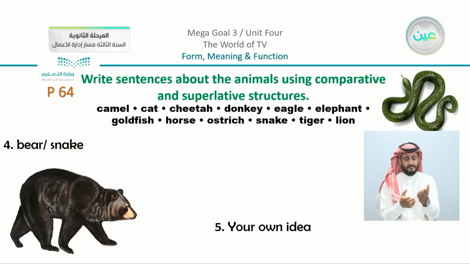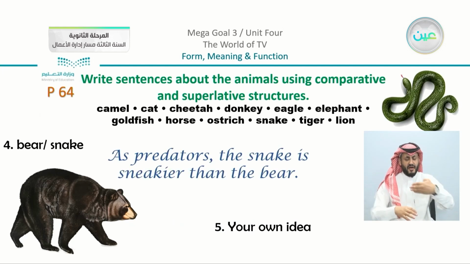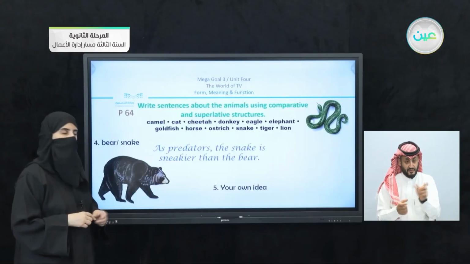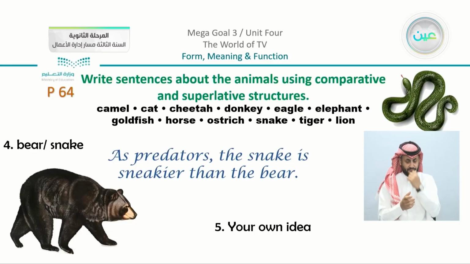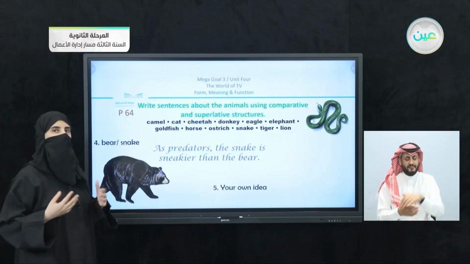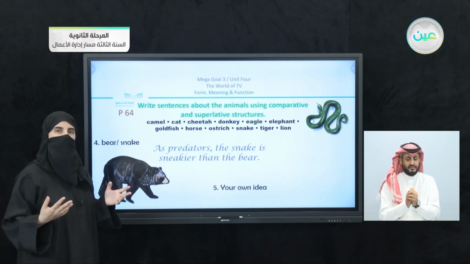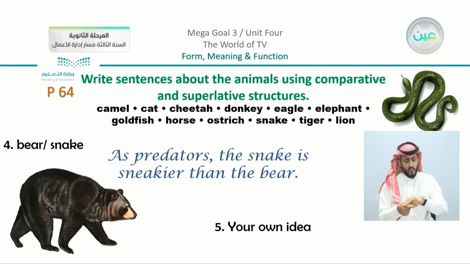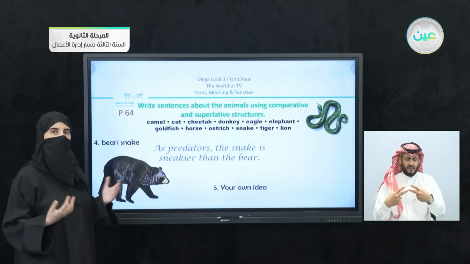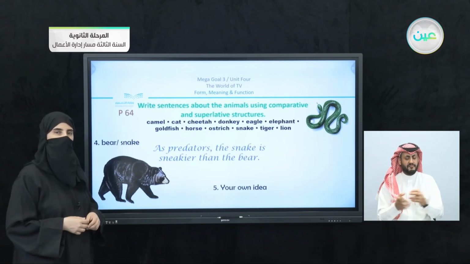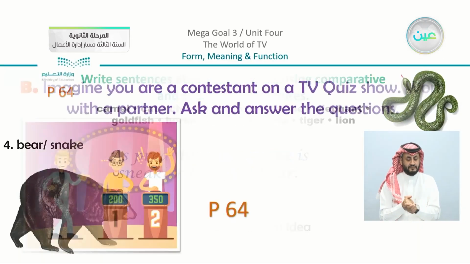We have the bear and the snake. We can see, for example, we have here, as predators, using our vocabulary, the snake is sneakier than the bear. We have simple comparing here. Sneakier than, sneaky is an adjective, than what? Than the bear. And we have number 5, to use your own idea. You can compare between these animals in different ways. So this is the first exercise that we have.